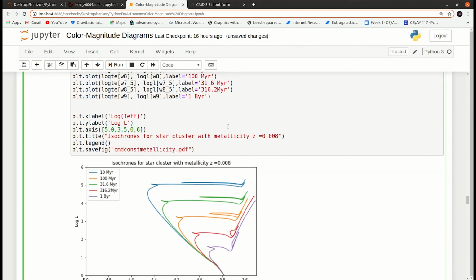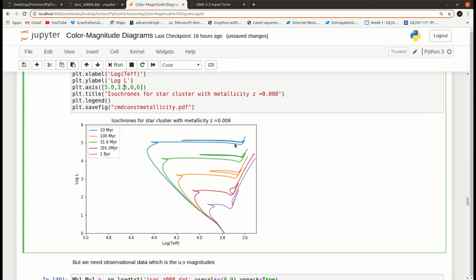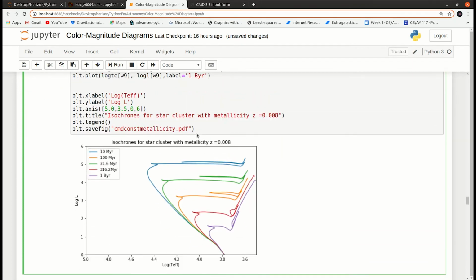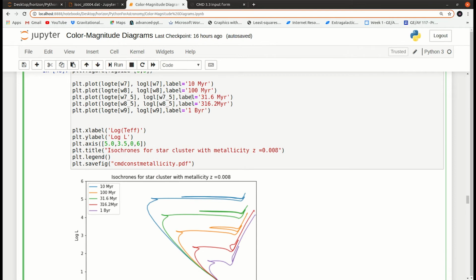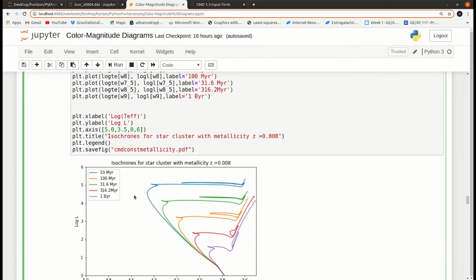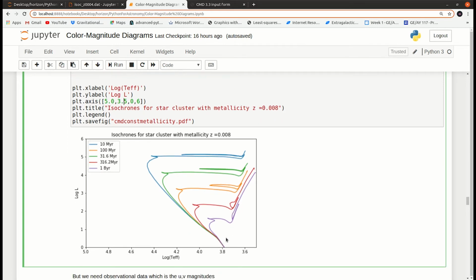Yeah. So for 10 million years, you get a curve which goes something like this. For 100 million years, which is over the green, something like this. The 31.6, of course, will be this one, this is 316.2, and this is the 1 billion. You can see how they all look.